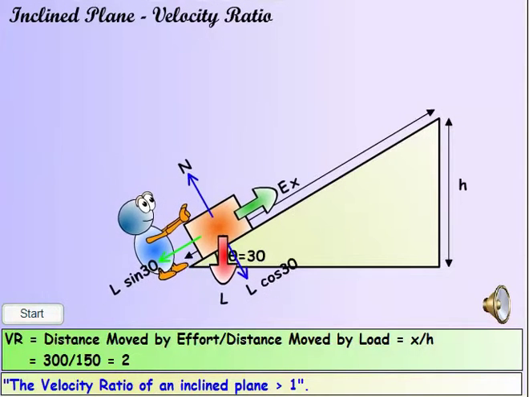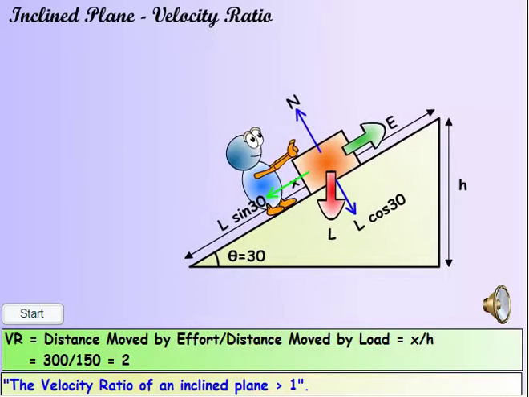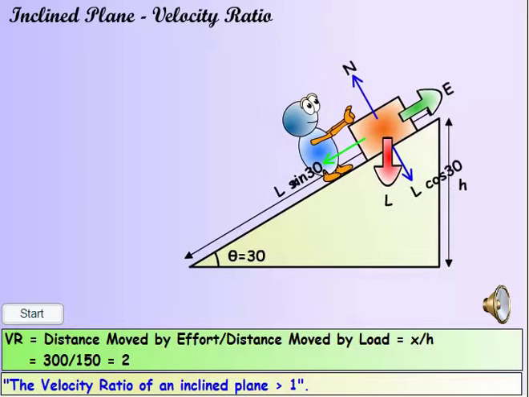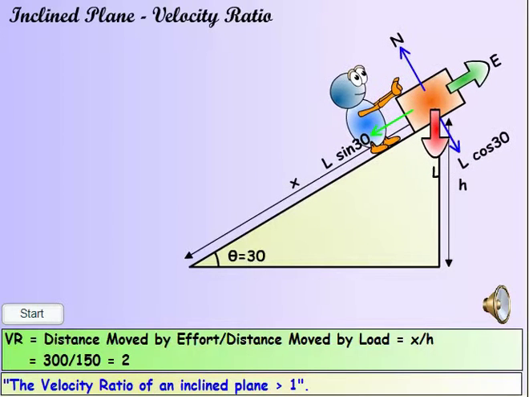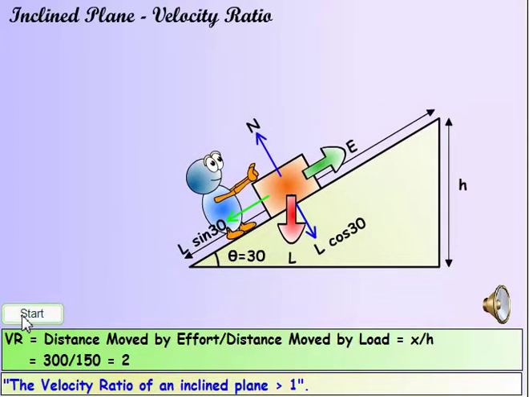In this case, the distance moved by the effort is x, and the distance moved by the load is the height h. The velocity ratio is x divided by h. So you can see that this will be greater than 1.